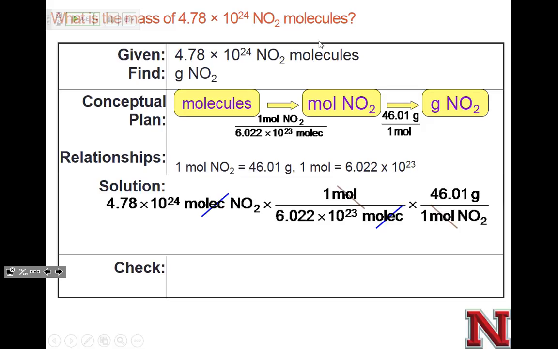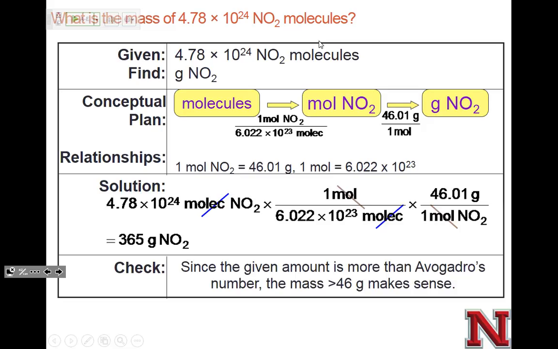Remember, this is 46.01 grams per mole, not 46.01 moles per gram. Don't flip that. That's not true. What's true is it's related to grams per 1 mole. So when we do that calculation, we get 365 grams of NO2. Since it's more than Avogadro's number, it makes sense that we have a large amount of grams.